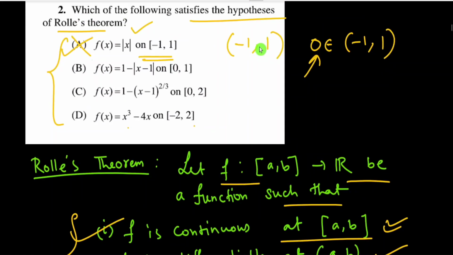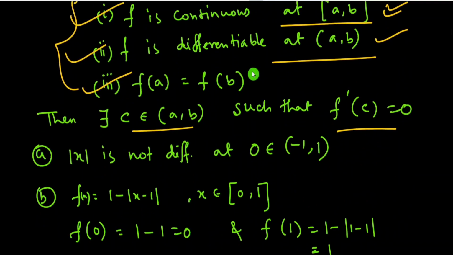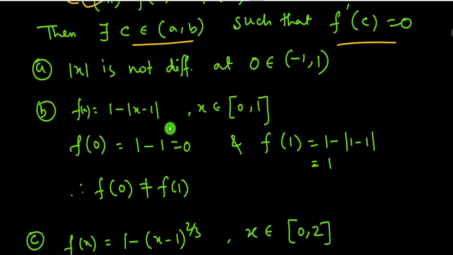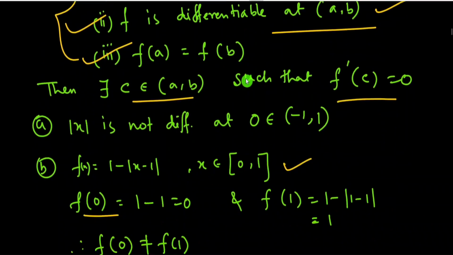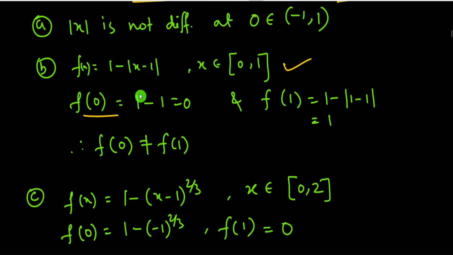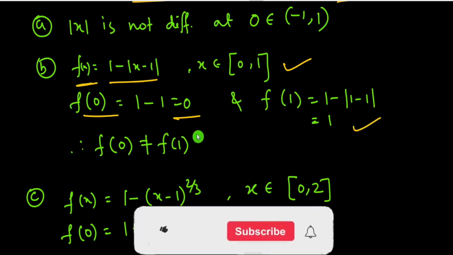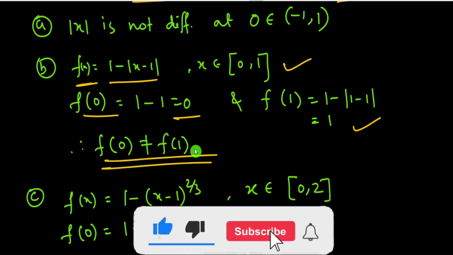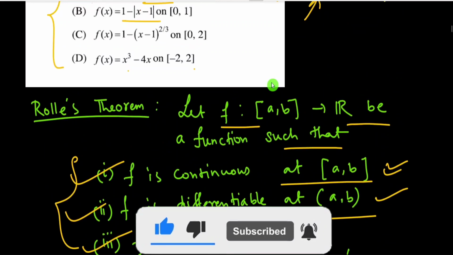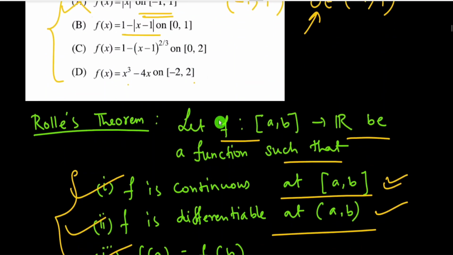Now option B says f(x) equal to 1 minus mod of (x minus 1) on [0, 1]. For this function we have to check this on the interval [0, 1]. The functional value at x equal to 0 gives 0, and at x equal to 1, the right hand end of the interval, the value of this function is equal to 1. These two are not equal. Therefore the second function does not satisfy the third condition of Rolle's theorem.